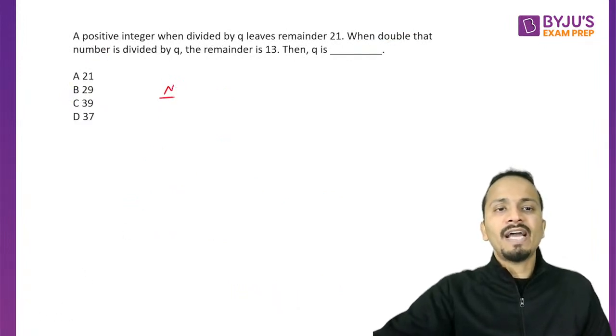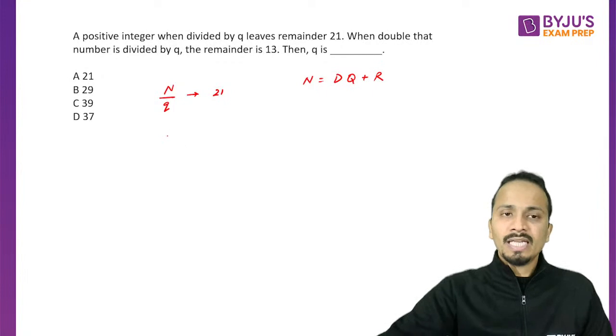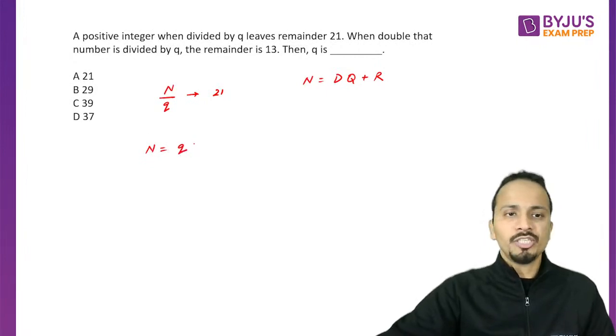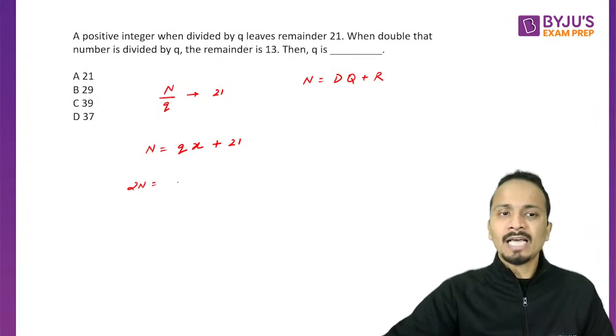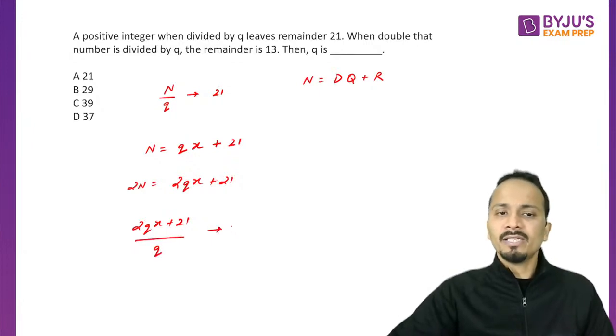A number when divided by q, the remainder is given as 21. We know that a number can be written as divisor into quotient plus remainder. Here the divisor is given as q, so I can write the number as divisor q multiplied by quotient, which I am assuming as x because it is not given, plus the remainder, that is 21. Now twice the number, so I'll multiply this entire number by 2, and it will become 2qx plus 21. They are saying that when this is divided by q, the remainder is 13.